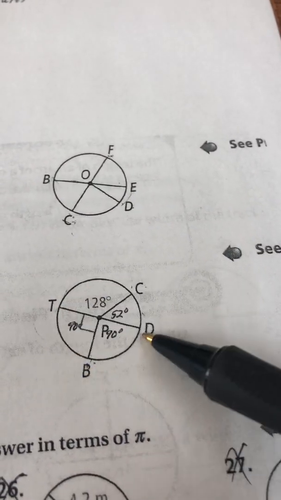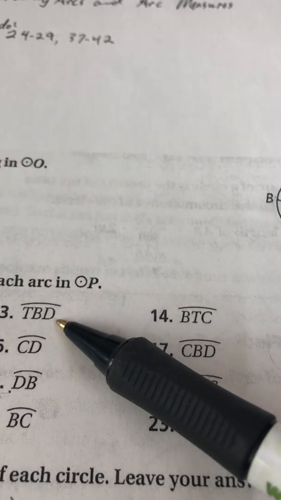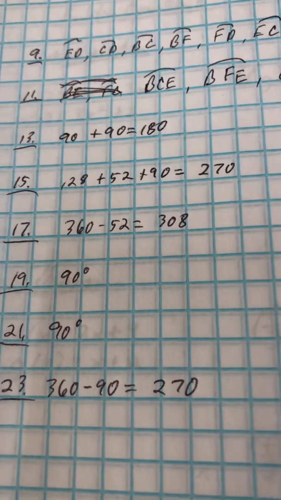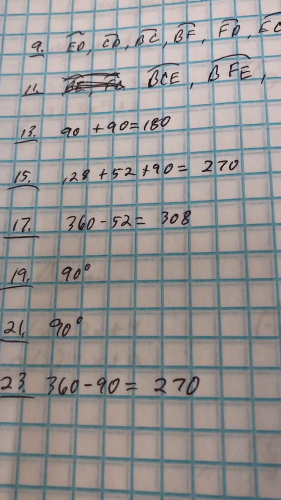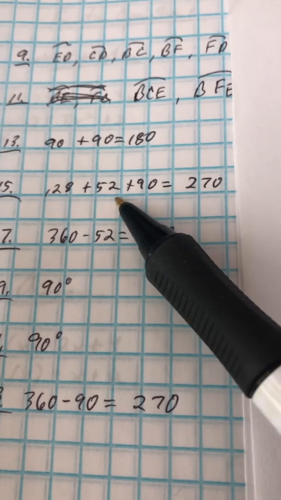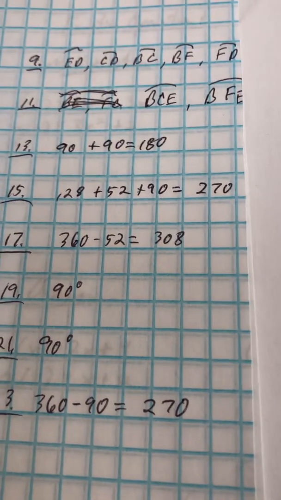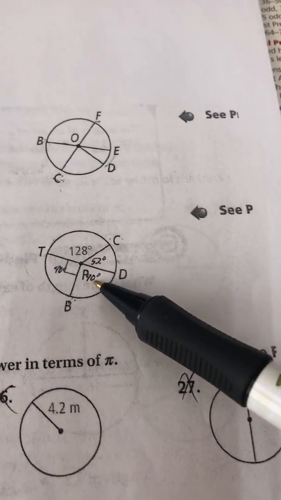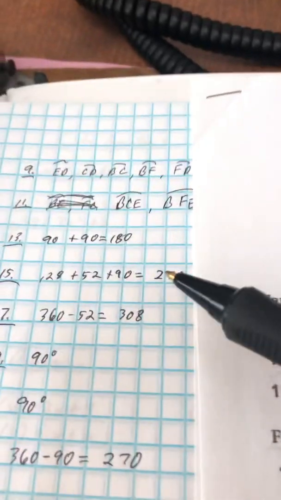TBD, so you follow that order. TBD is going to be 180. For 15, I can show you both here and there. You're going to take 128 plus 52 plus 90 to get TCB. TCB, it's that 128 plus 52 plus 90. And that gives you the 270.